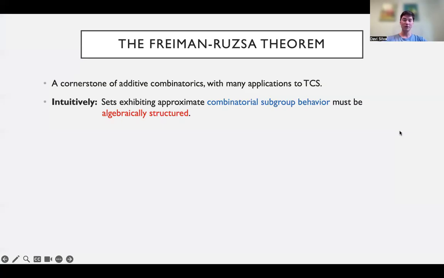To talk about this, I first want to talk about the Freiman-Ruzsa theorem. This is a cornerstone of additive combinatorics and has several applications to theoretical computer science. Intuitively, it says that sets exhibiting approximate combinatorial subgroup behavior must be algebraically structured.